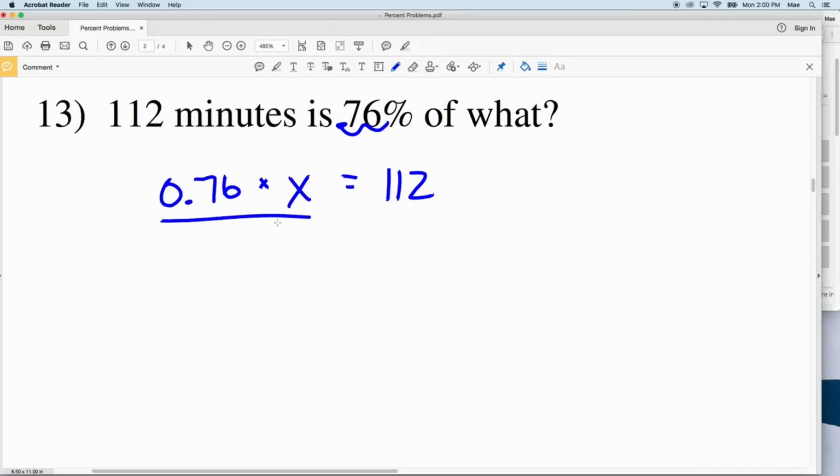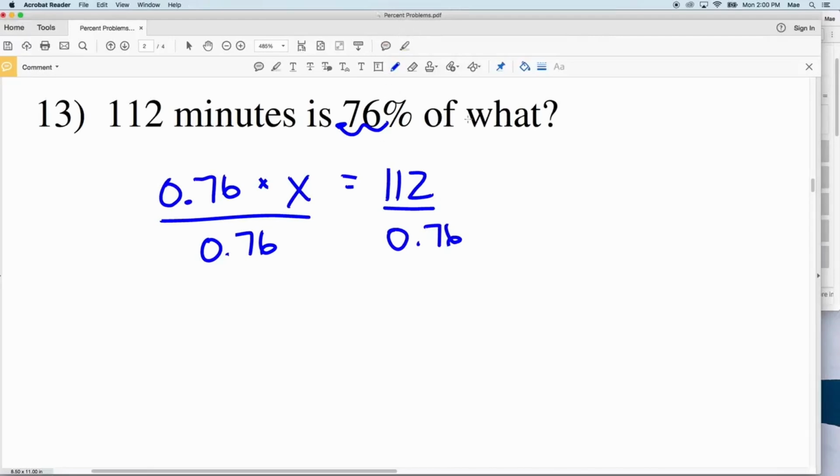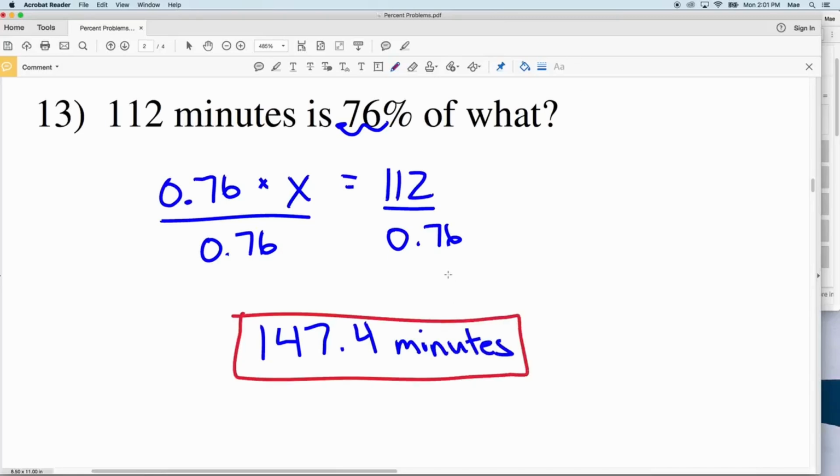The way we solve this, we're just going to divide by 0.76. So 112 divided by 76 hundredths is going to be 147.36, which rounds to 147.4. And we're looking at minutes. So 147.4 minutes. 112 is 76% of 147.4 minutes.